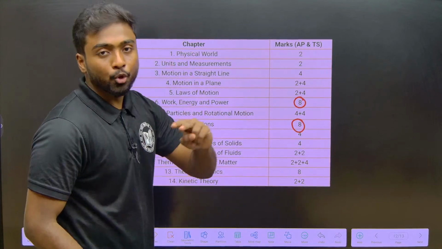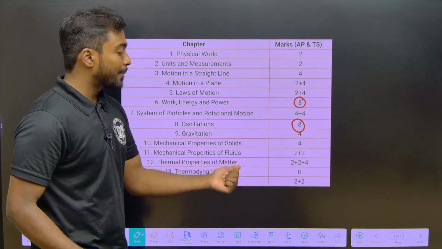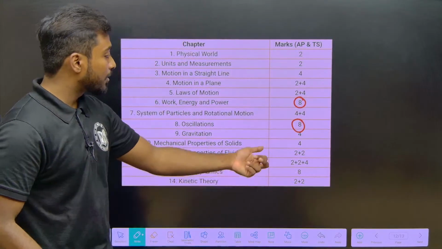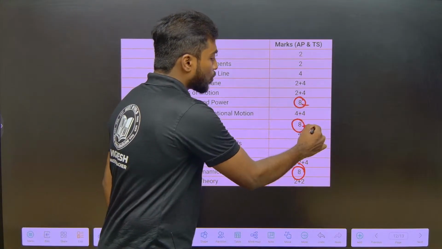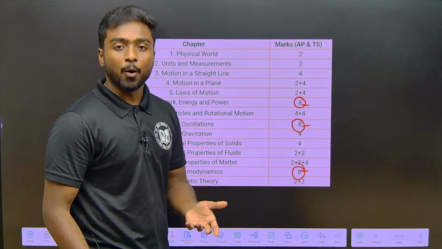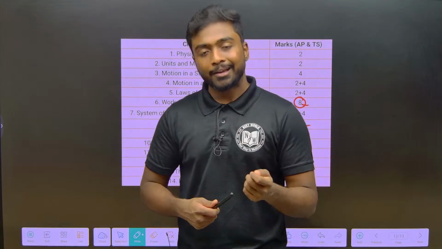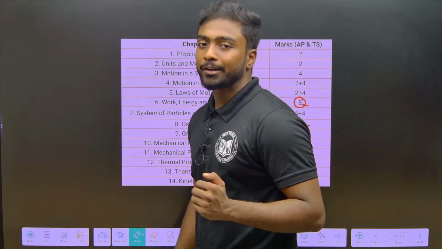Properties of fluids, 2 plus 2, that is 2 very short answer questions will be asked. Thermal properties of matter, 2 very short answer questions, 1 short answer question, totally 8 marks there also. Thermodynamics, yes, thermodynamics also 8-mark questions. So 1, 2, 3, sir, you told about only 2 8-mark questions, right? Why are they giving 3 8-mark questions? Yes, guys, there is an option, right? They will give 3 questions, and in that I can choose any 2 questions and write them. And then kinetic theory of gases, 2 plus 2, 2 very short answer questions, guys.